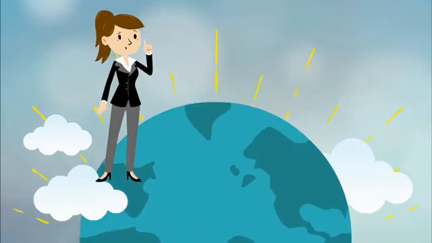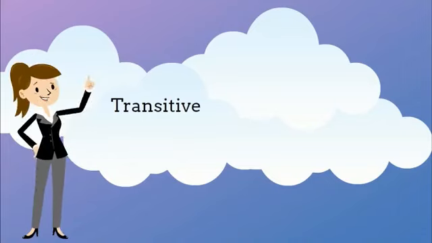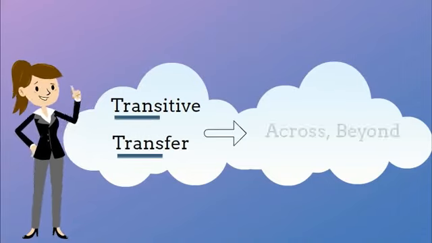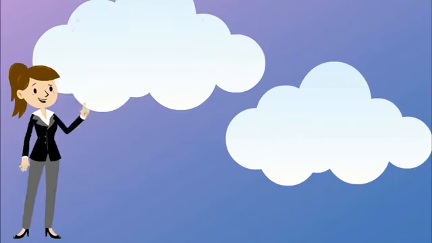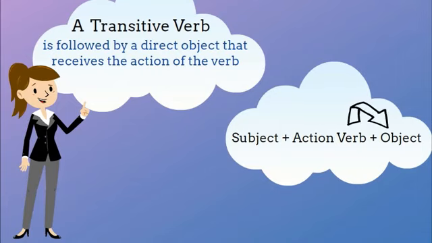Today we're going to look at the difference between transitive and intransitive verbs. If you think about transitive and transfer, they both start with the prefix trans, meaning across or beyond. A transitive verb is a verb that is followed by a direct object that is receiving the action of the verb. In other words, the action is done to someone or something.